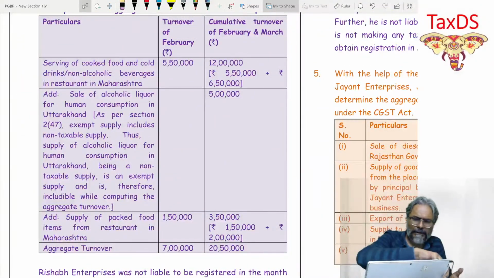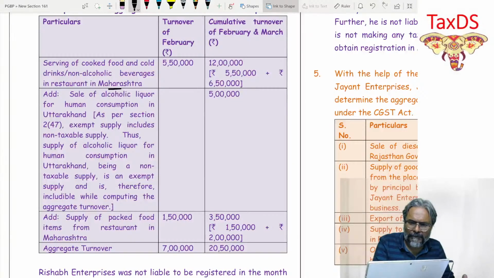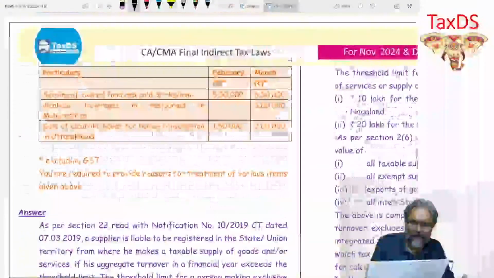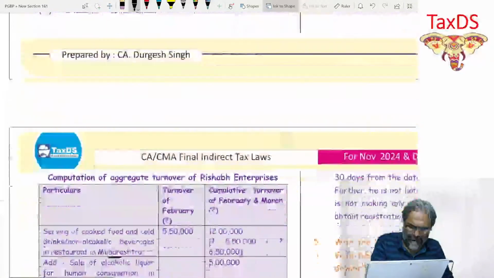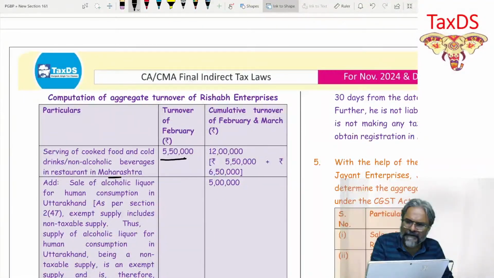So this they have associated: serving of cooked food and cold drinks or non-alcoholic beverage in restaurant in Maharashtra. So 5 lakh 50 and 6 lakh 50, that is 12 lakhs. Students, I think this just got jumbled up. Kindly correct it. So serving of cooked food and cold drinks, non-alcoholic beverage in Maharashtra, that is about 550 and 650.